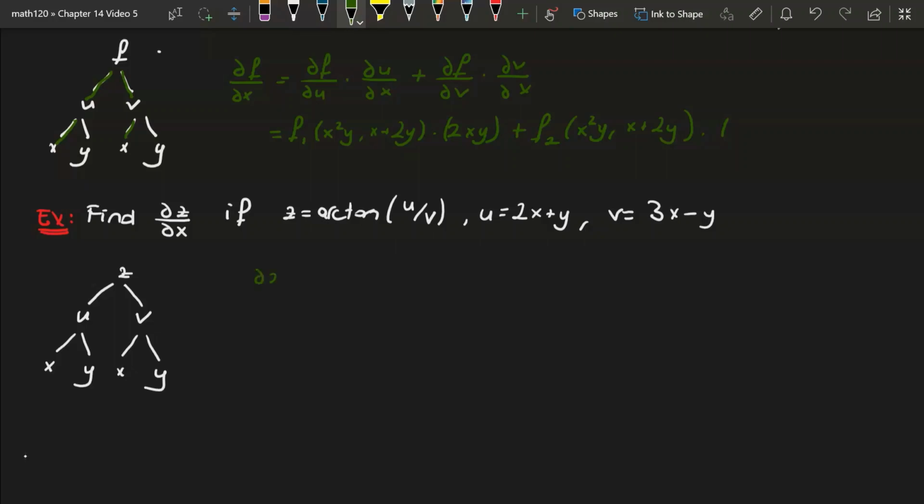So to find del z over del x, consider the partial derivative of z with respect to u, multiply it with del u over del x, plus del z over del v times del v over del x.